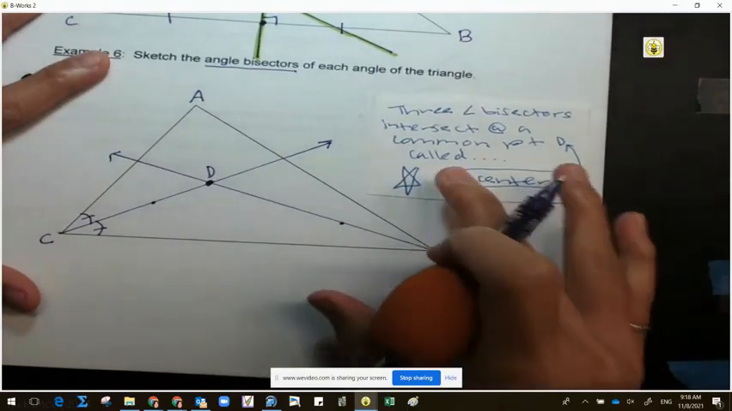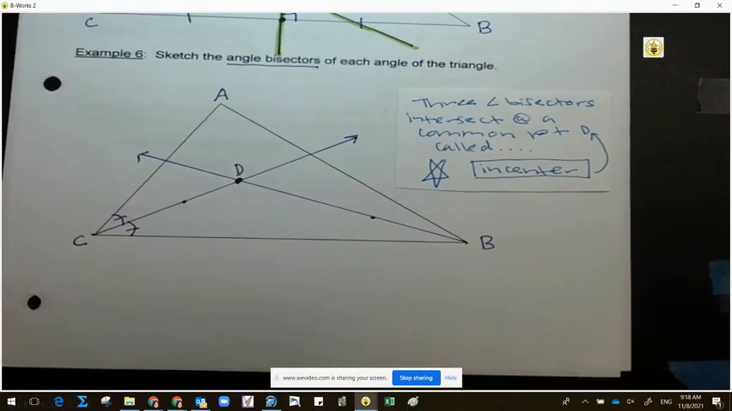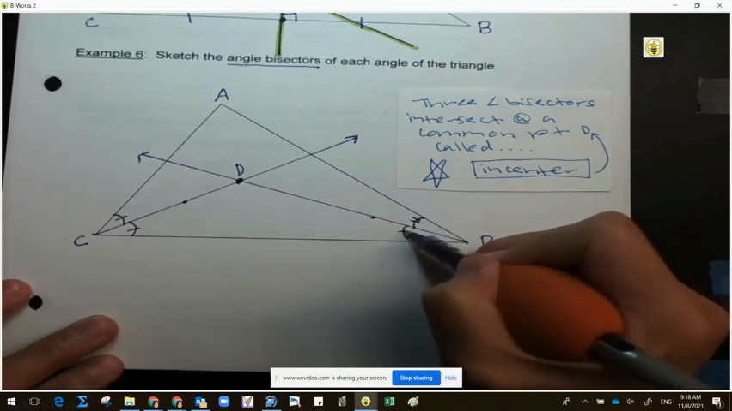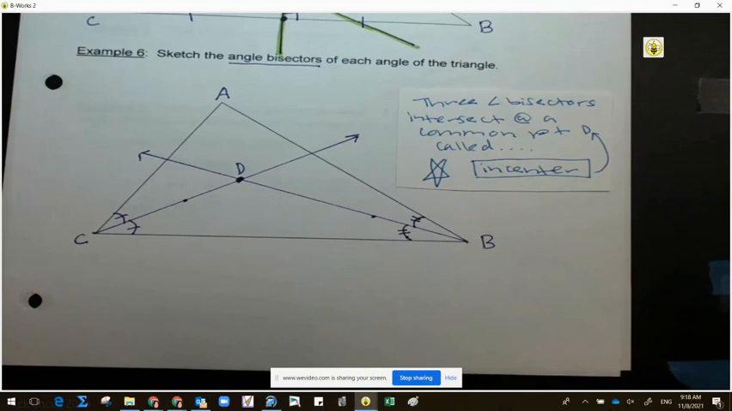And here is our conclusion. 3 angle bisectors intersect at a common point D called the incenter. And I should have been even better and had 2 tick marks with this wing.